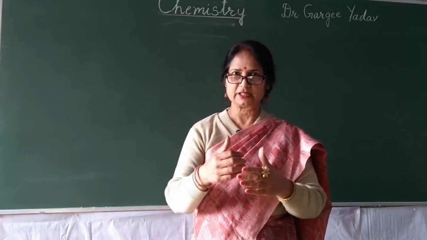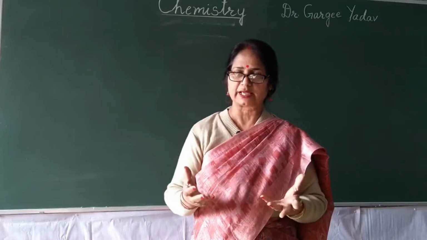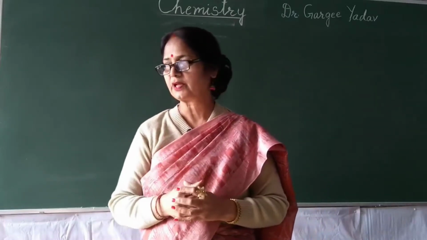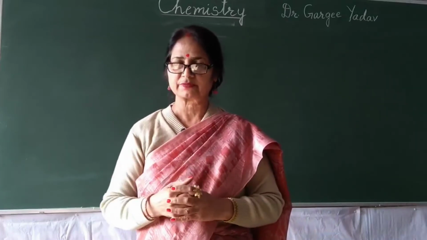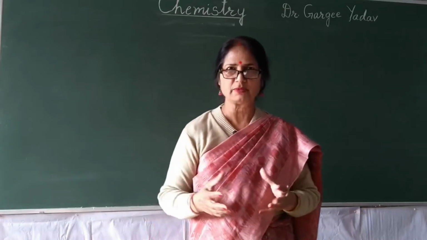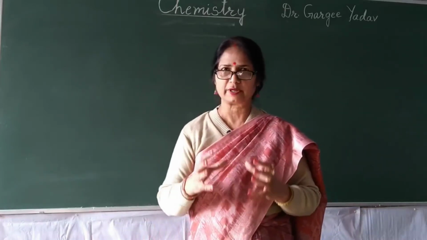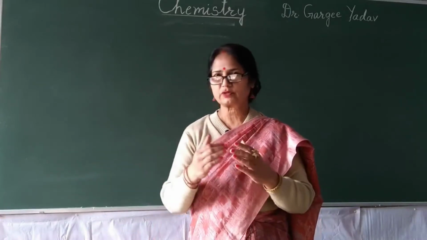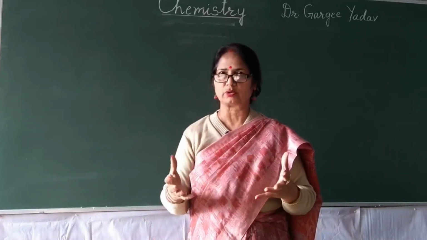And these are further divided into two types. The systems in which the two components react with each other are further divided into two types. One in which the compound formed after reaction has a congruent melting point, and the other one in which it has an incongruent melting point. So first of all I will tell you what actually the congruent melting point is.